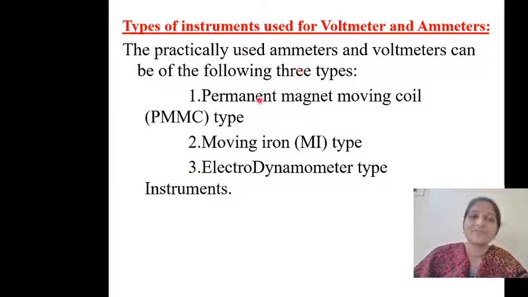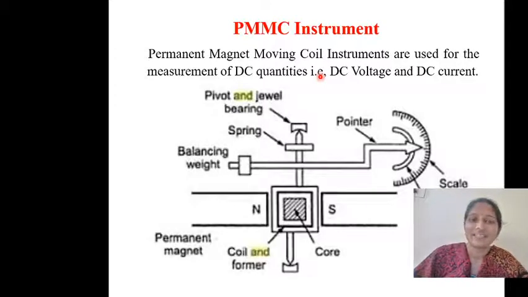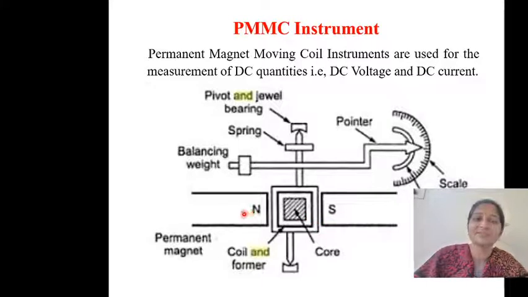So in that first one, PMMC type, that is permanent magnet moving coil type. So let us see now the PMMC instrument. As the name itself indicates, permanent magnet moving coil, that means there will be a permanent magnet. If you observe in this diagram, in between these two permanent magnets there is a moving coil. This is the coil which will be moving in between the permanent magnets. So the moving coil is placed between permanent magnets, so it is called permanent magnet moving coil.